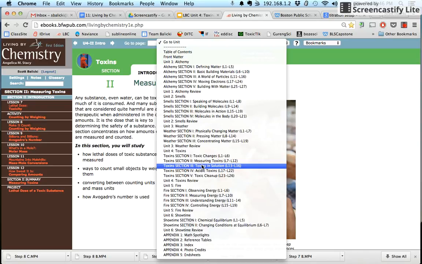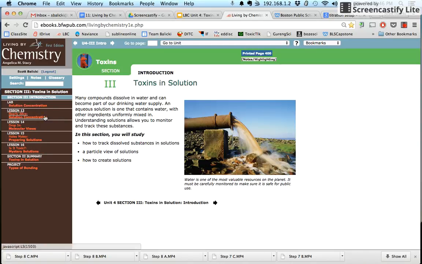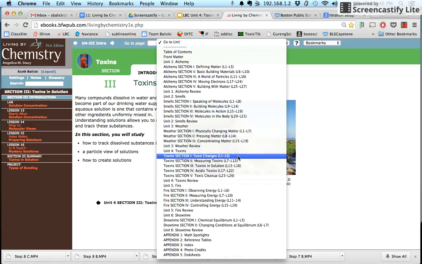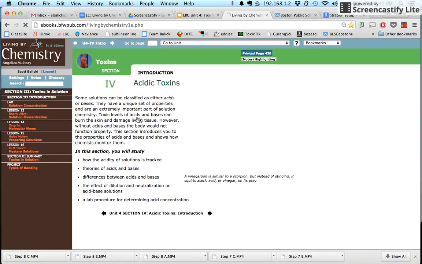In section 3, when we're talking about toxins in solution, we're talking about first, Barely Alive, lesson 13, where students observe the effect of different solution concentrations on a gummy bear. In lesson 14, students develop a micro model for why that occurs based upon some molecule views. In lesson 15, they prepare solutions of different concentrations and learn how to do that. And in lesson 16, they have an experiment in which they identify unknown solutions according to criteria that the students themselves will develop in an inquiry experiment.